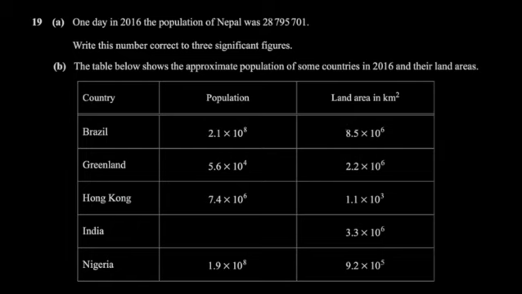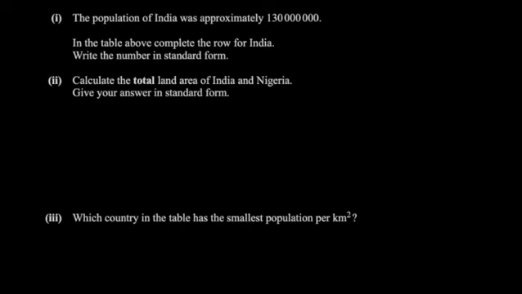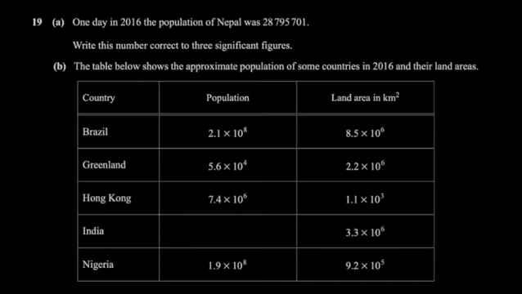The next part says which country in the table has the smallest population per square kilometer. Okay, so which one has the smallest population per square kilometer? That's what we have to discover. So smallest population per square kilometer, that means we are comparing this divided by this. So the way that I advise you to compare is you can first eliminate what you think will be very large. So we're looking at the smallest population per unit area, so we're looking at which ones would give the smallest number here.